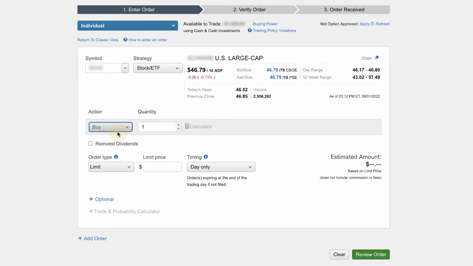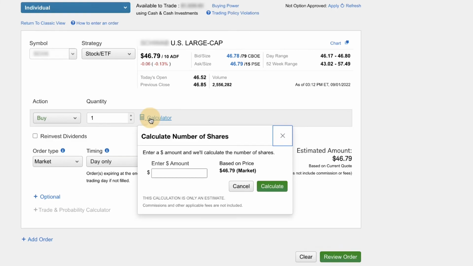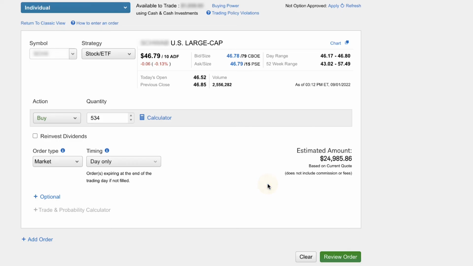Then I'll select Buy. According to my allocation, I'm devoting $25,000 to large-cap domestic stocks. I'll select the calculator to determine how many shares to buy. Based on the current price of this ETF, I'll be able to buy 534 shares. There are many different order types, but for our purposes, I'm going to choose a market order. A market order places an order for the current price of the security, which is $46.79 in this example. Now, I'll review my order, then place it.